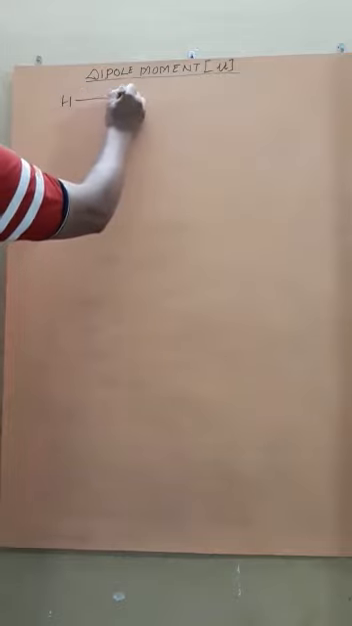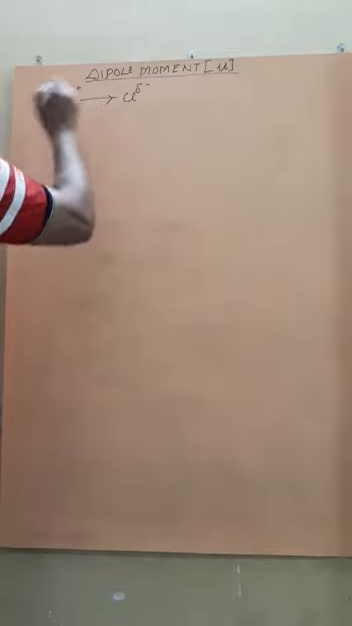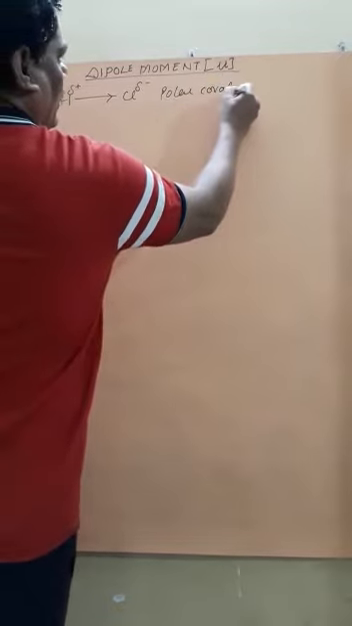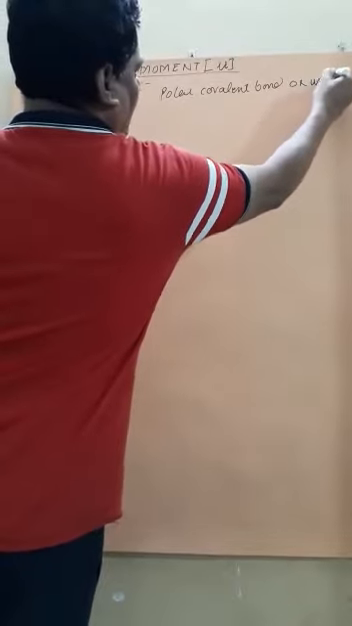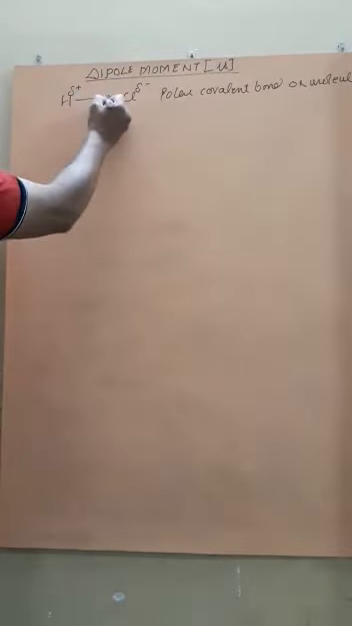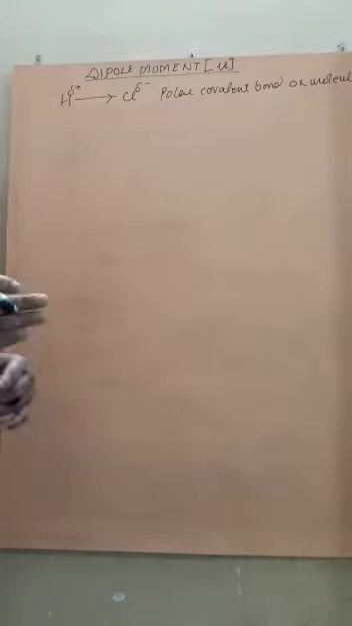Like here, HCl. Okay, and there is a fractional negative charge and a fractional positive charge. This is called a polar covalent molecule. In a polar bond or molecule there are now two different types of charges, positive charges and negative charges, and there is a direction of shifting of the bond pair of electrons. That is, it is giving direction.